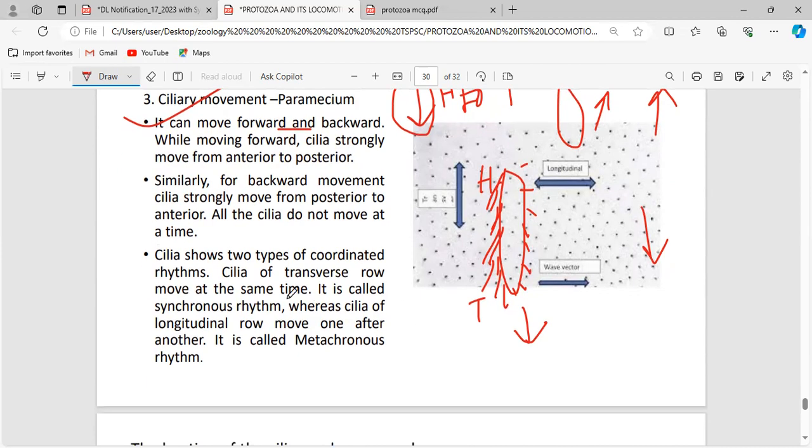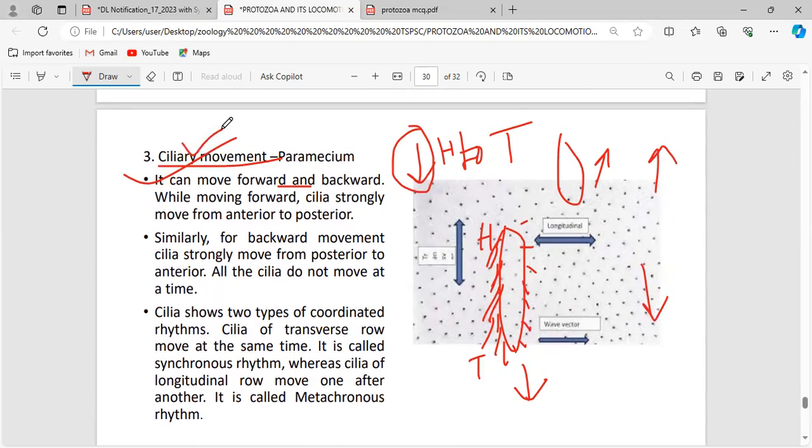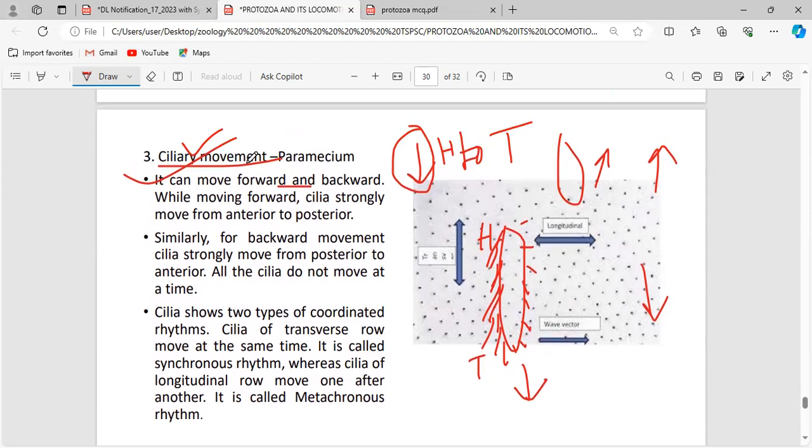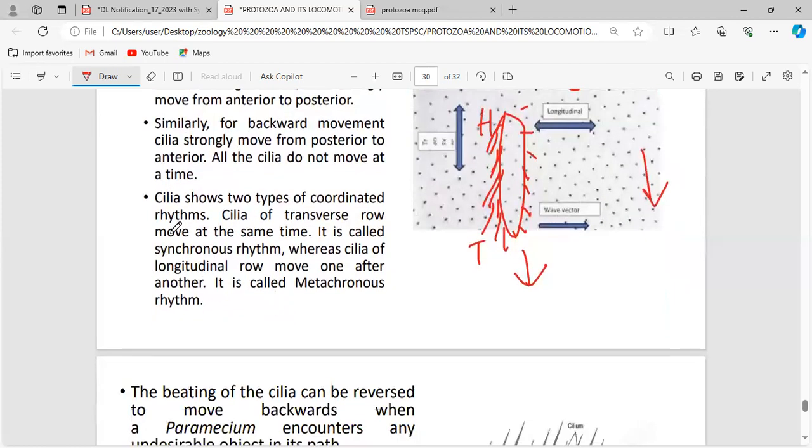Okay, this ciliary movement is said to be a rhythmic movement that results in the fluid or the cell movement. And like flagella, it also needs a liquid medium for its locomotion. See, as I said, this ciliary movement is called the rhythmic movement.